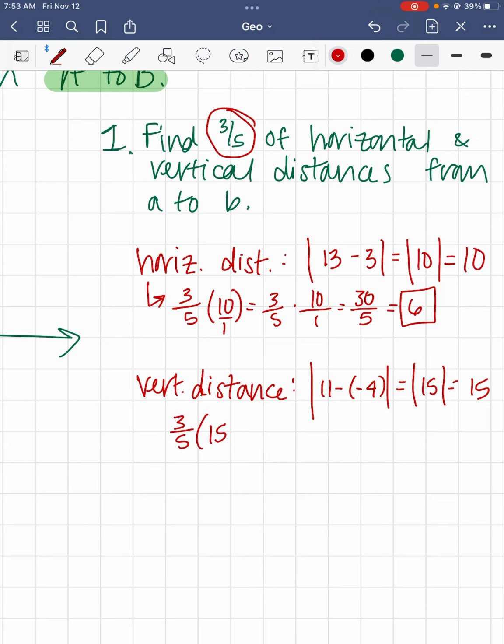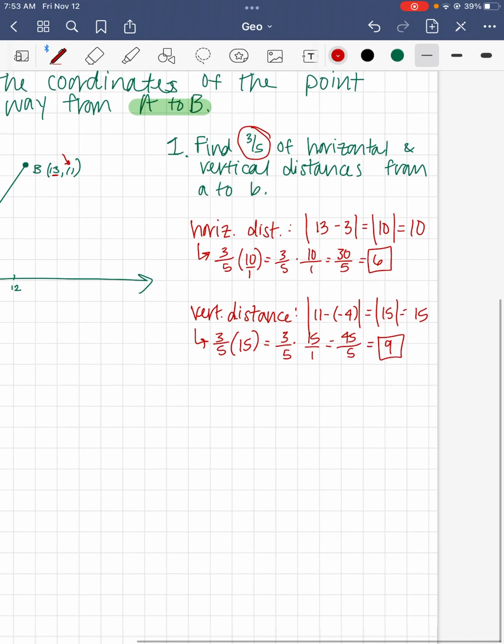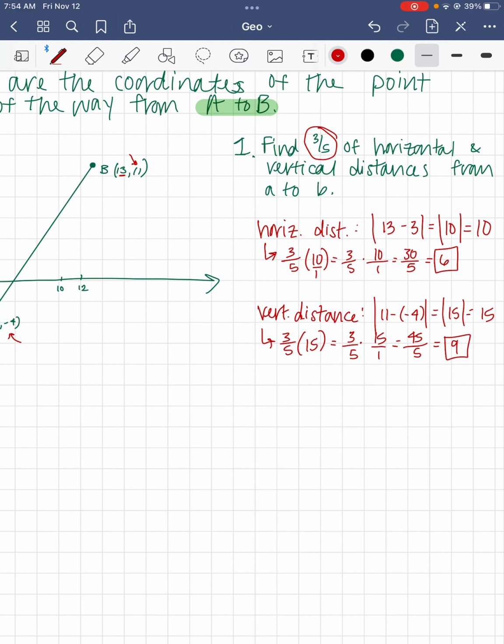3/5 of 15, right? Just like we did before. Now we have 3 over 5 times 15 over 1. That gives us 45 over 5, which is equal to 9. Okay, so now we have the vertical and horizontal distances. So let's go to step 2.